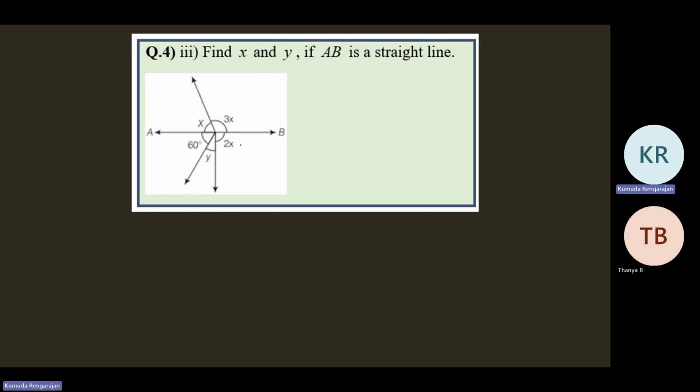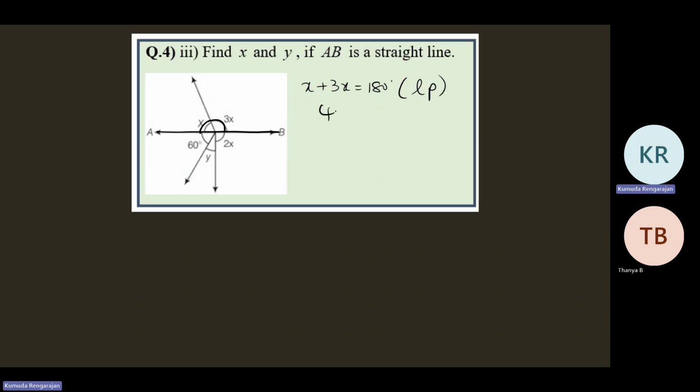In this figure, we see that x and 3x lie above the straight line AB. So x plus 3x is equal to 180 degrees, linear pair. Is this equation correct? Yes, ma'am. X plus 3x is equal to 180 degrees, because AB is a straight line, and x and 3x form a linear pair. There are two angles on the straight line.